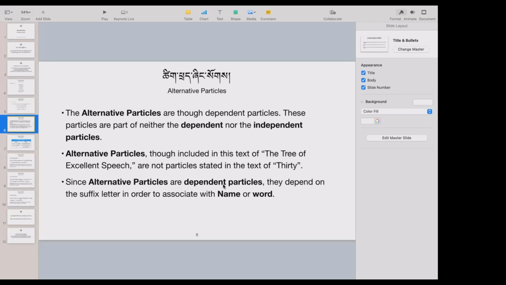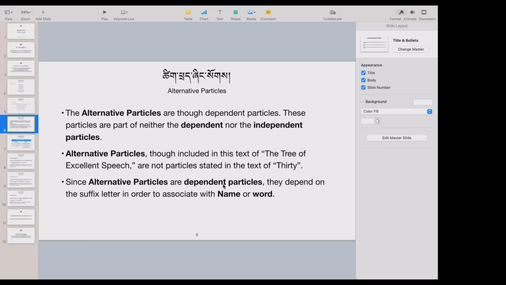But the name dependent particles was given to these alternative particles only on the characteristic or the nature that they associate with a name or word on the basis of the suffix letter, and thus are bound by the criteria and are not independent to associate with any word or name that one would like to associate them with. So this is the reason.